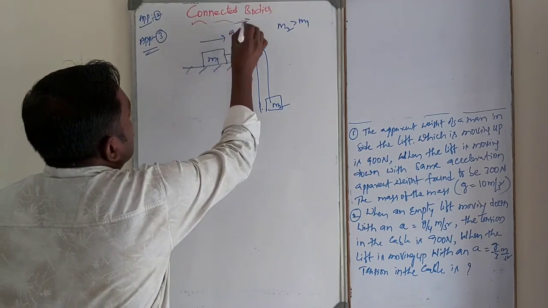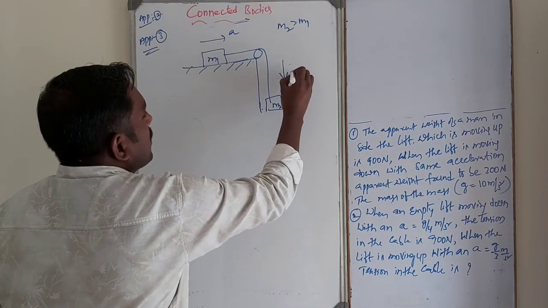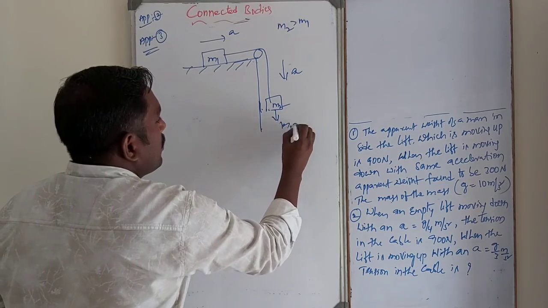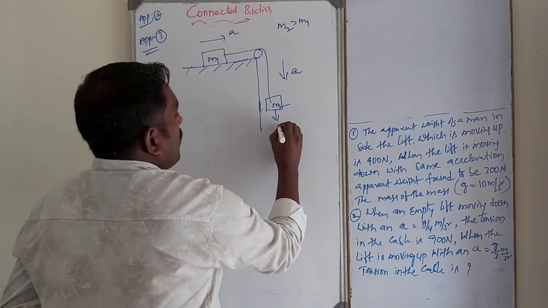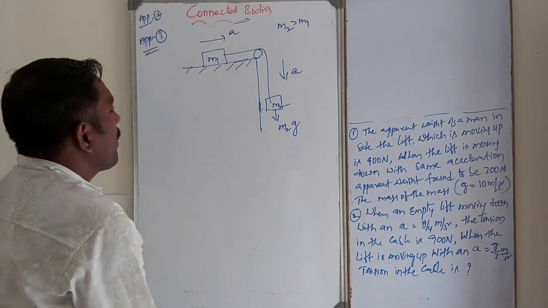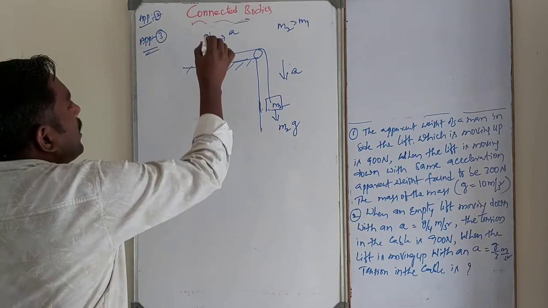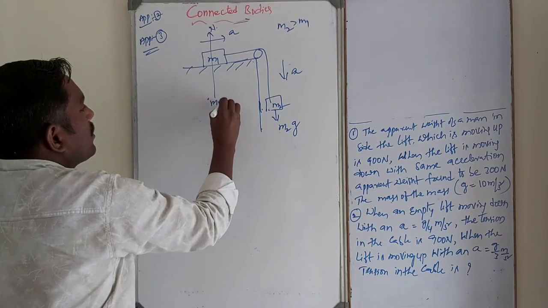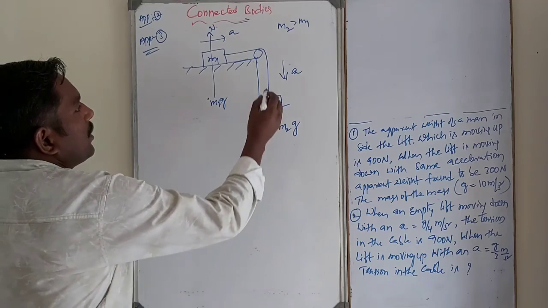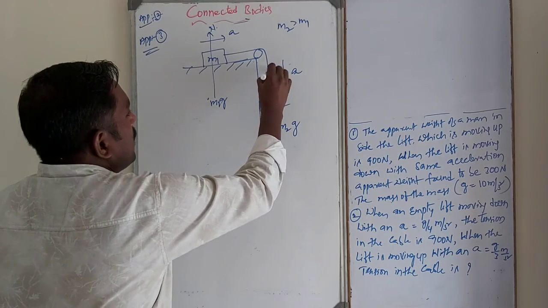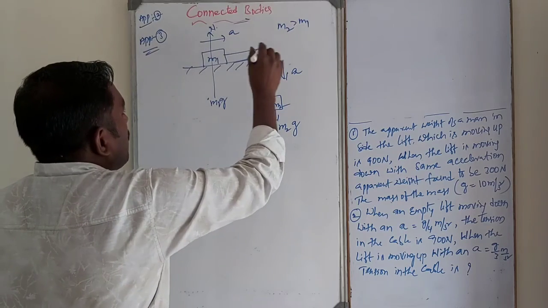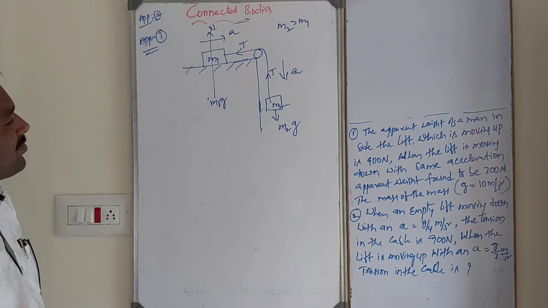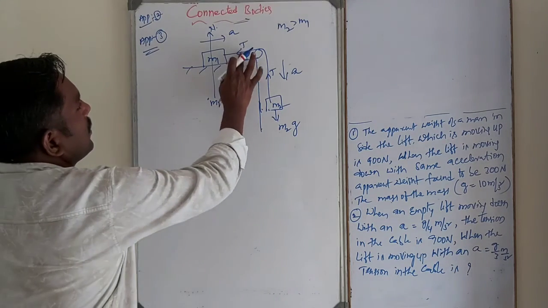This is an acceleration. Since M2 is greater, the acceleration will be downwards. The weight of the body is M2g. In this case, dear students, this is the normal reaction, and this is the weight of the body, that is m1g downwards. This is the tension, and for the system this is also the tension.